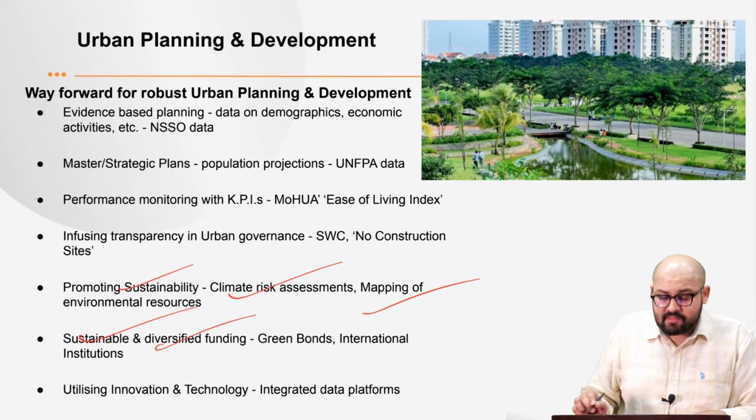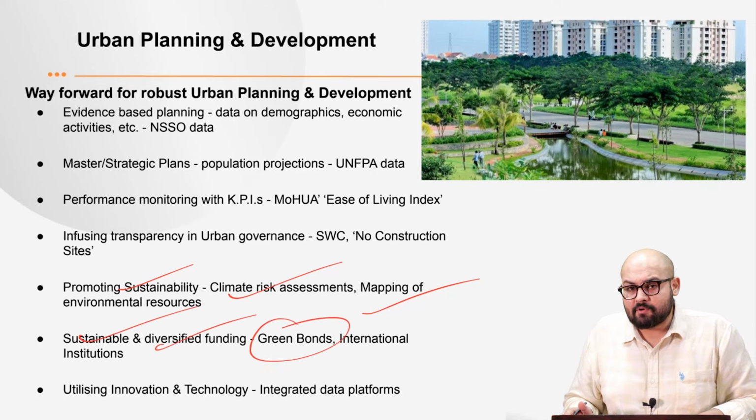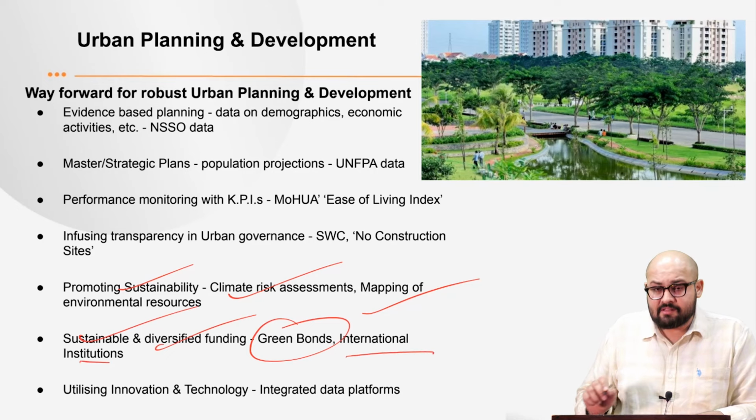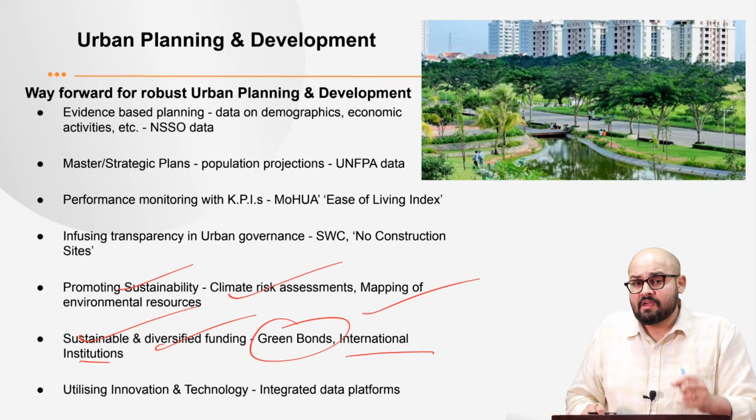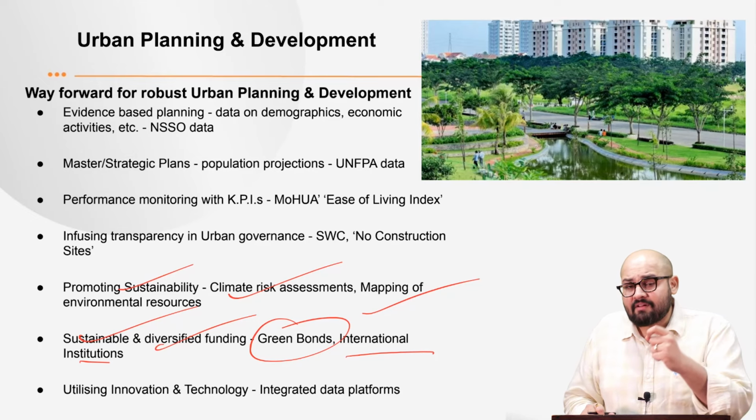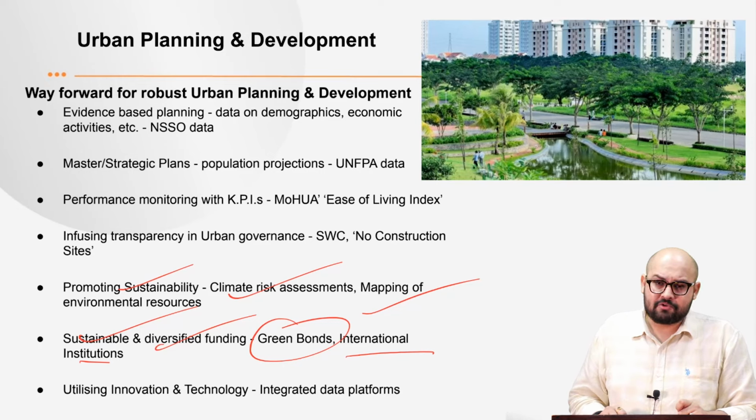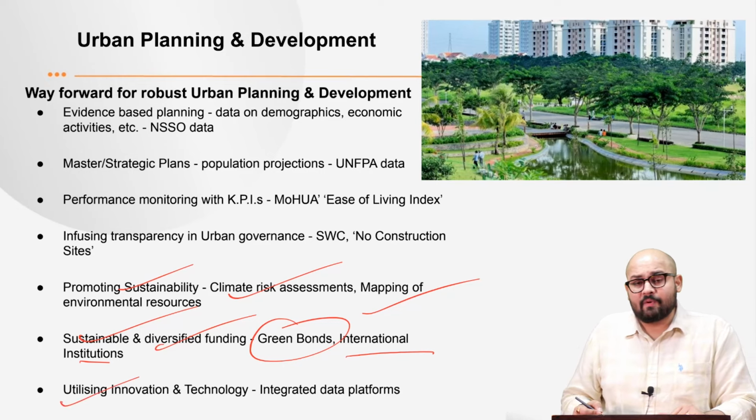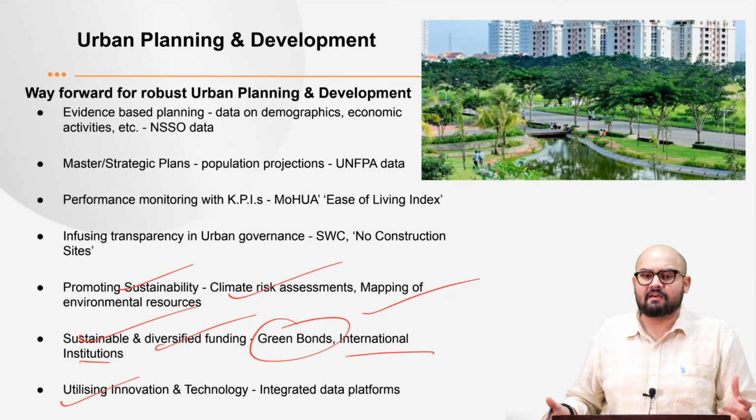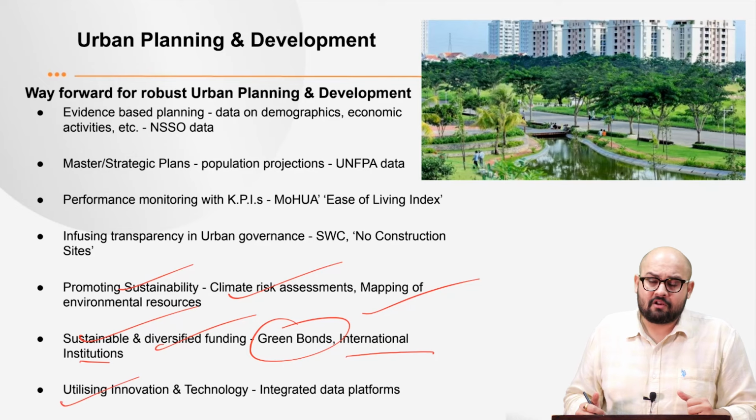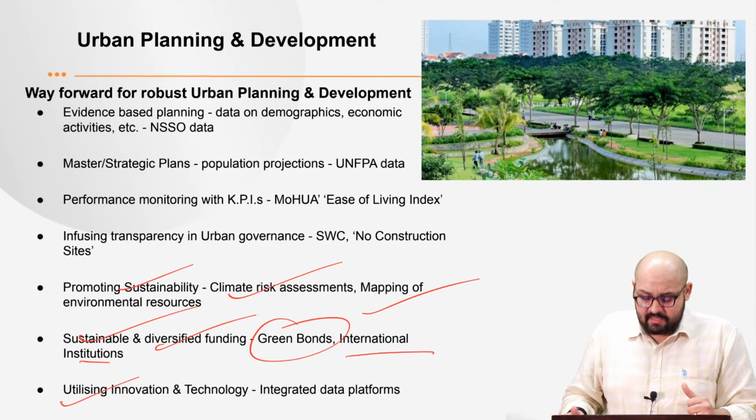Then sustainable and diversified funding is important. We already have the concept of green bonds for environment sustainability projects. Then finances can be taken with the help of international financial institutions, so that it can enhance the transparency and ensure faster project execution. Then utilizing innovation and technology becomes crucial. We have got different technologies, artificial intelligence, machine learning. So we need to incorporate all these technologies so that a more efficient urban transformation can take place.